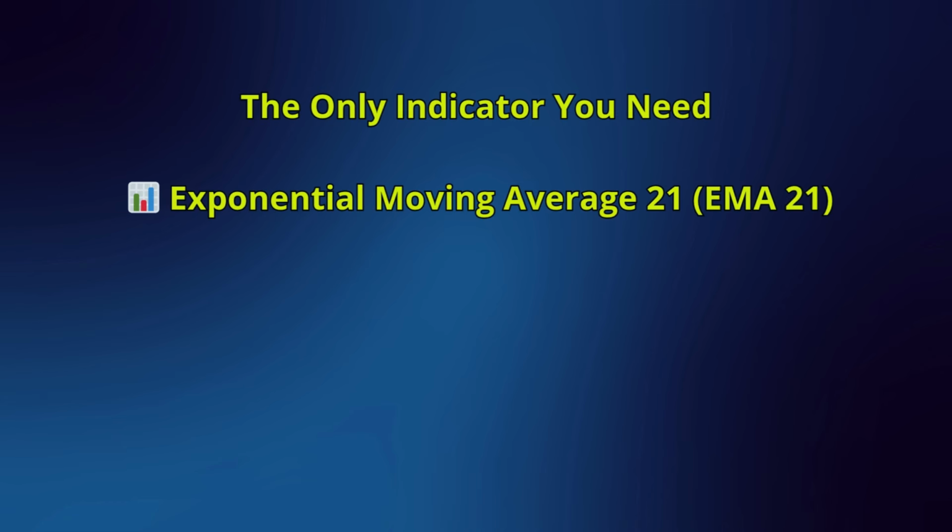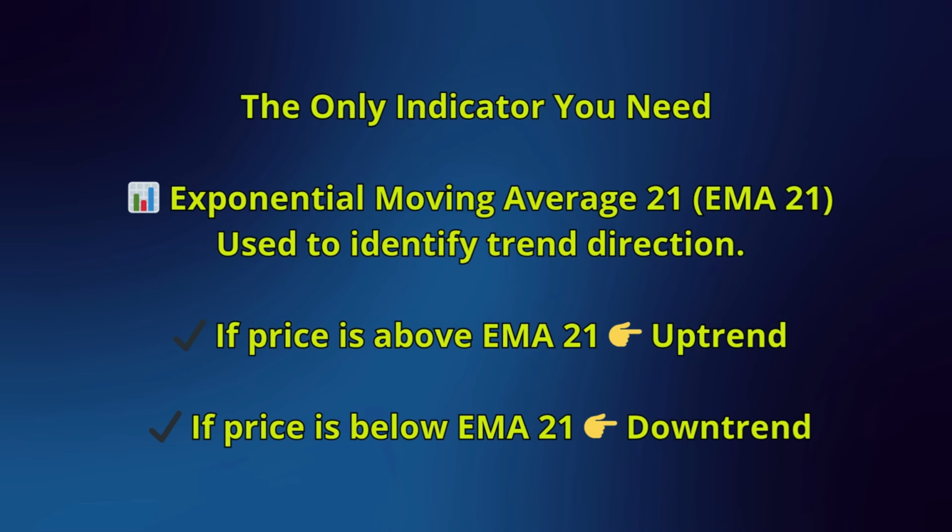Now let's talk about the only indicator you need for this system, the exponential moving average, 21. Its sole function is to identify the trend's direction. The rule is extremely simple. If the price is trading above the EMA 21, we assume a strong uptrend and look exclusively for long trades. If the price is below the EMA 21, we confirm a downtrend and focus only on short trades. No other indicator is required.